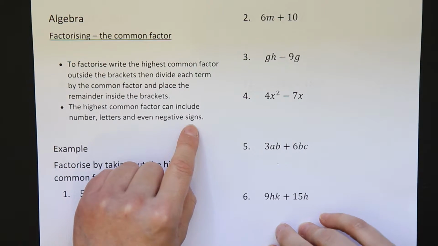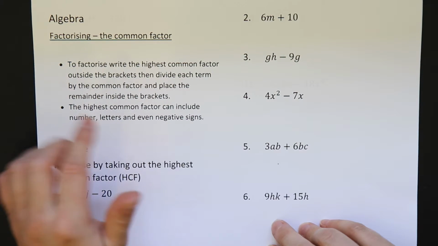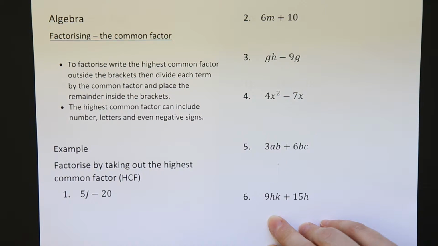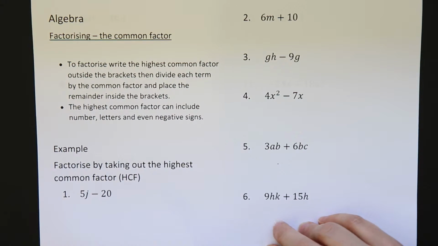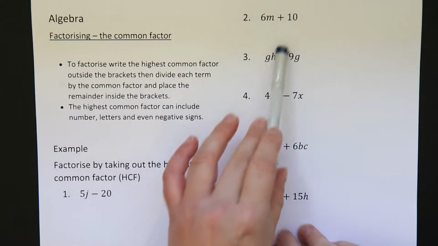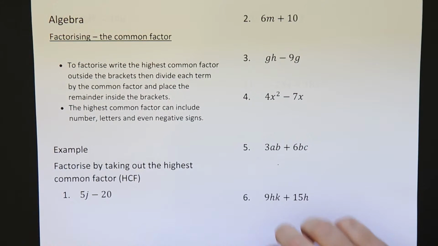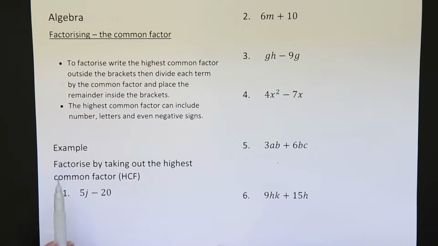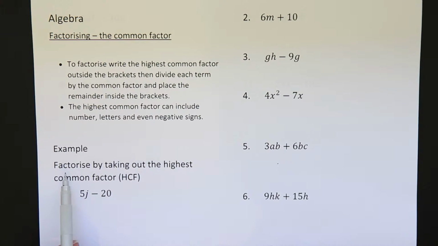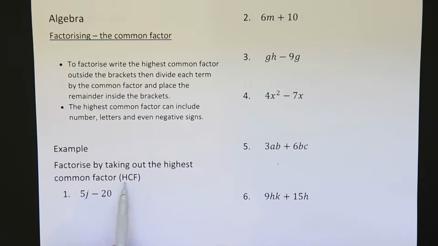Alright, so basically factorizing is the reverse of expanding. Hopefully you've seen my video on expanding and you've been practicing that. So factorizing, we're doing the reverse. We want to put these kinds of expressions here back into brackets. So examples here, it says factorize by taking out the highest common factor, which you may also have seen called HCF for highest common factor.